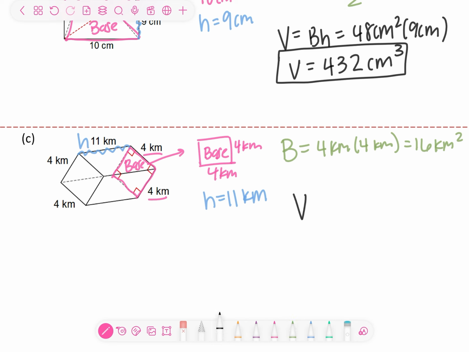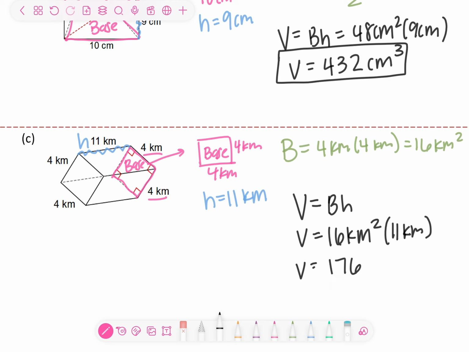Perfect. And then volume is just base area times height. So for this volume we're going to have 16 kilometers squared times 11 kilometers. And that's going to give us, I'm just going to do this with my calculator, make it faster. 16 times 11 is 176. And that's going to be 176 kilometers to the third power.